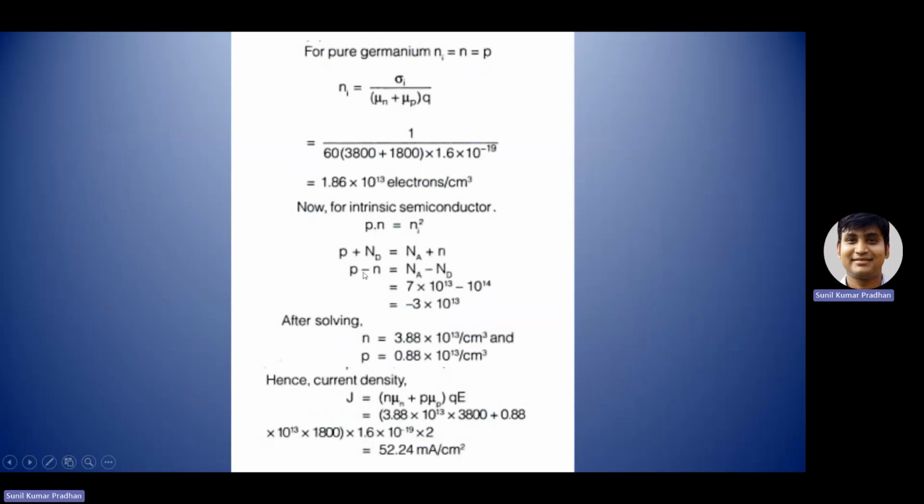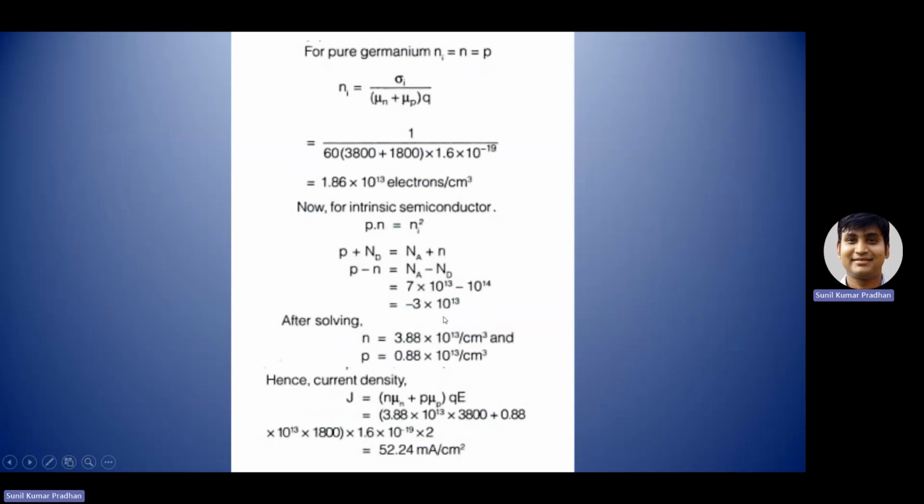Also, we know the charge neutrality equation: if P is the hole concentration, Nd is the donor concentration, Na is the acceptor concentration, and N is the electron concentration, then P plus Nd is equal to Na plus N. Then what is my P minus N? It is Na minus Nd. So we now have two equations. One is P into N is equal to Ni square, where Ni we just found here, and P minus N is equal to Na minus Nd, so that is minus 3 into 10 to the 13.